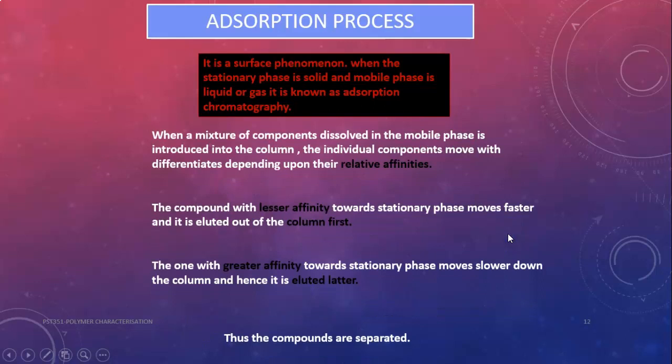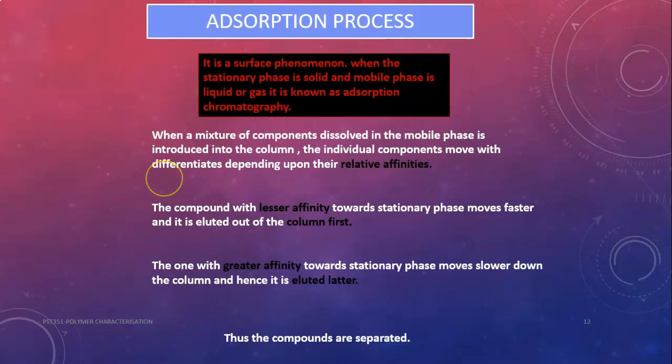Okay, the details of the adsorption process: it is a surface phenomenon when the stationary phase is solid and the mobile phase is liquid, or otherwise it can be gas. It is known as adsorption chromatography. So please bear in mind that each chromatography has a different stationary phase and mobile phase. Make sure you know the condition of the stationary phase and the mobile phase, whether liquid, solid or gas.